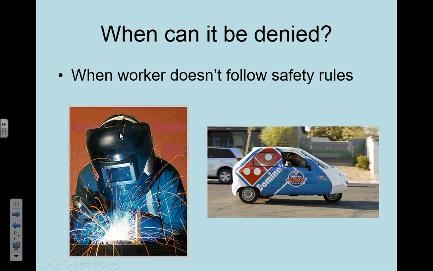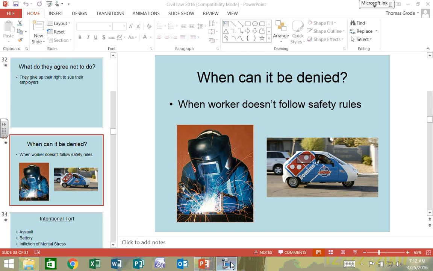A couple examples: if I'm a welder and I don't wear a mask and I burn out my retinas, most likely workman's comp will be denied. If I deliver pizza or something and I'm not wearing a seatbelt and I get into a car accident and I'm injured, I may not be getting workman's comp because I wasn't following the safety rules. So just because workman's comp exists, it's important to know what it is. We also realize that it can be denied, and it is sometimes denied. It's not denied very often, but it is sometimes denied.